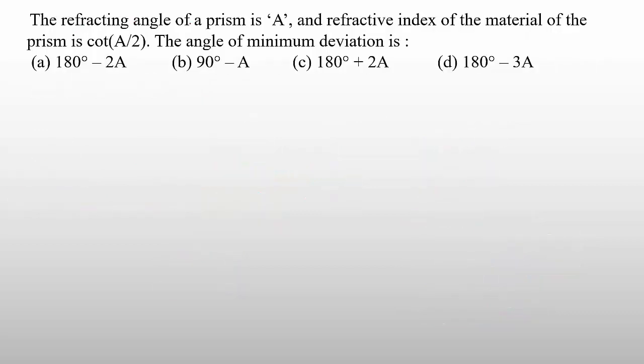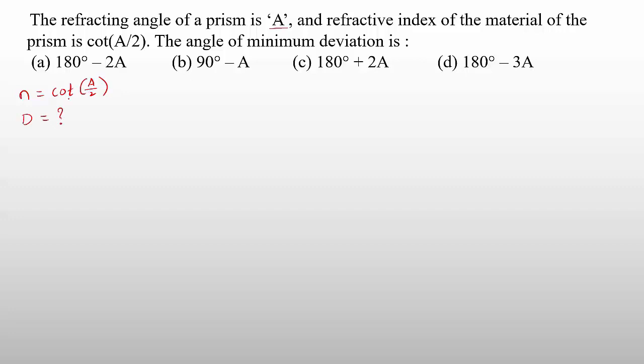The refracting angle of a prism is A and the refractive index of the material of the prism is cot of A by 2. The angle of minimum deviation is? Here the refracting angle is given, that is the angle of prism is A. Refractive index of the material of the prism, let us take n equal to cot of A divided by 2. Now the angle of minimum deviation, which is denoted by D, that we have to calculate.